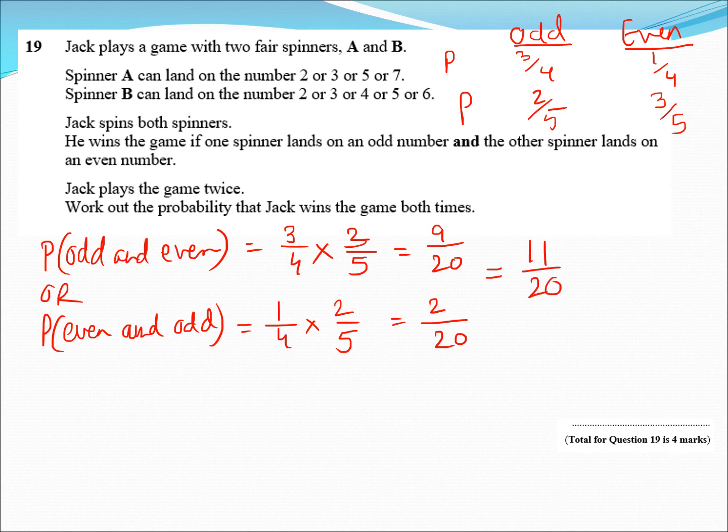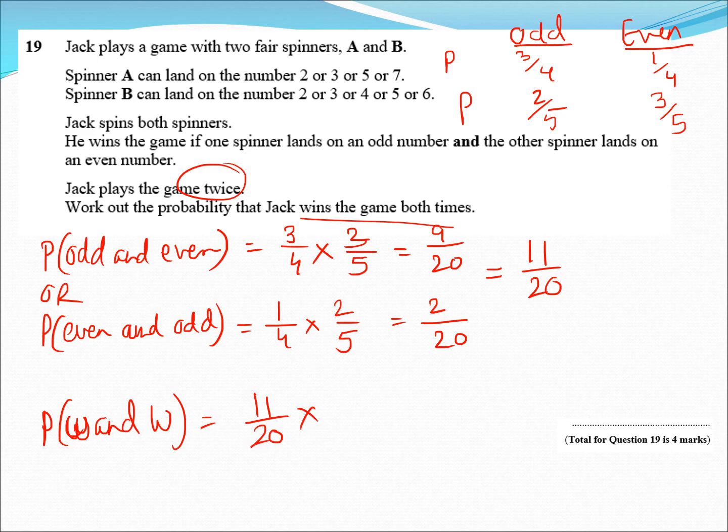Now he plays the game twice, so he wins. Probability that he wins both times is probability of win and win, which is 11 out of 20 times 11 out of 20, which is 121 out of 400. That will be the answer. Now don't try to multiply the 11 out of 20 by 2, because it's probability of win and win, and they're both independent events. So when it's and, you multiply.